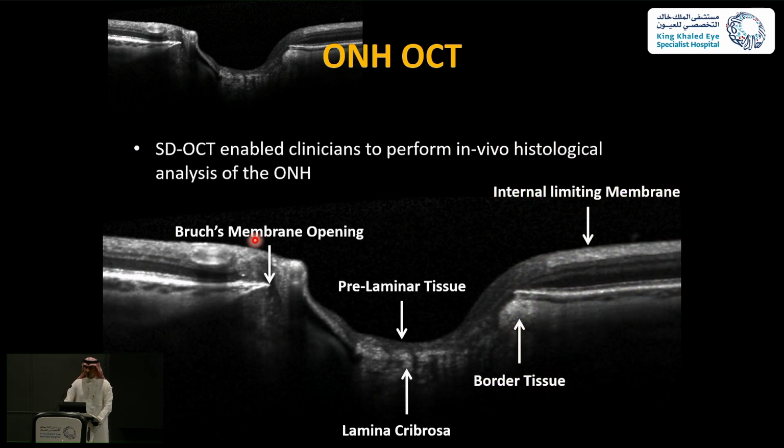Now, OCT in general enabled clinicians to perform in vivo histological analysis of the optic nerve head. We are familiar now that we have something called Bruch's membrane opening. We have prelaminar tissue, we have lamina cribrosa, we have a border tissue of variable orientations, positions and shapes, and we have the internal limiting membrane.